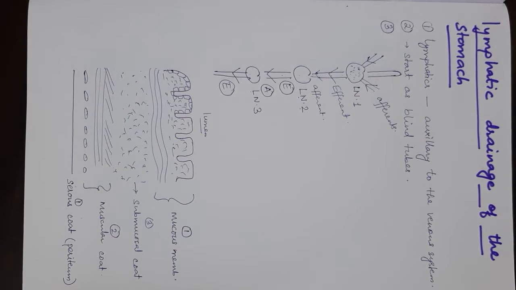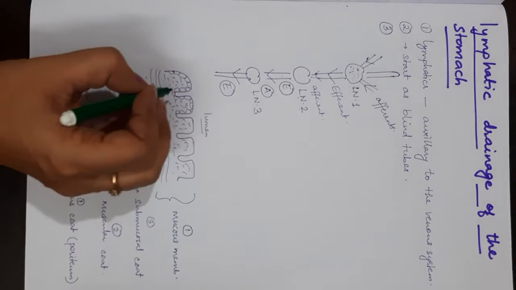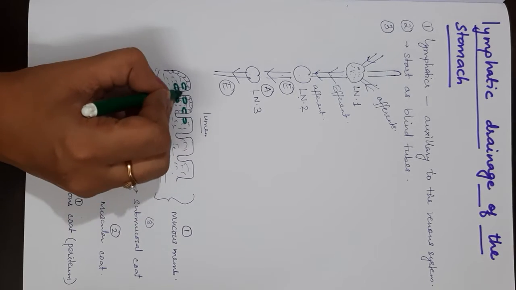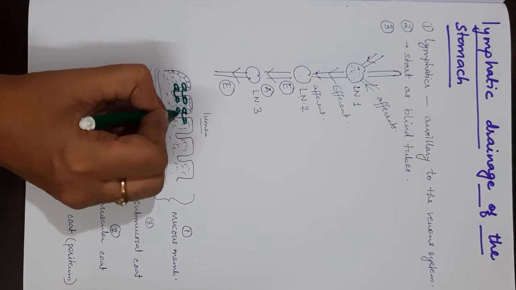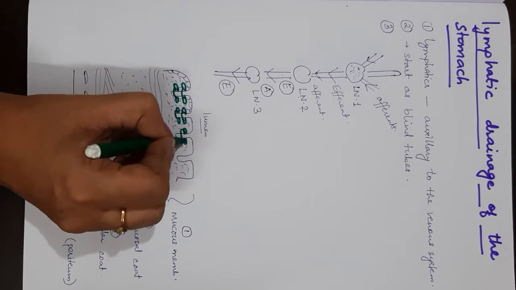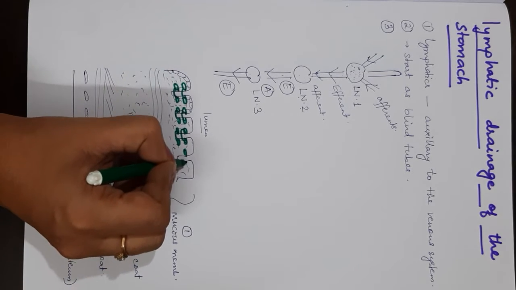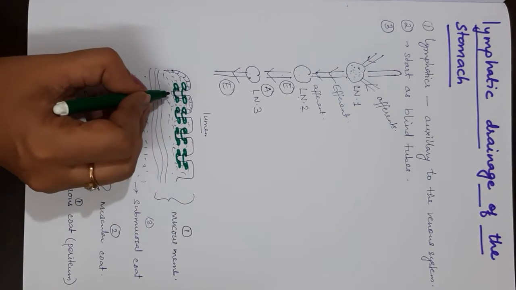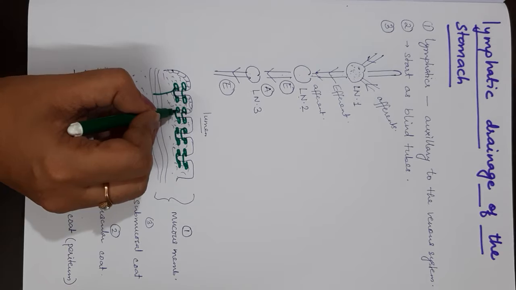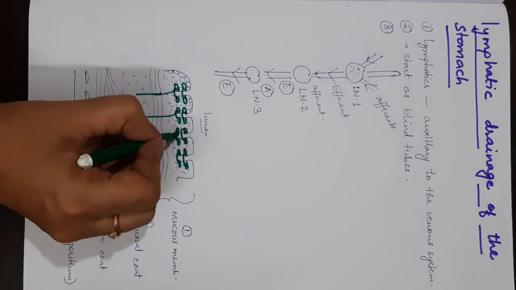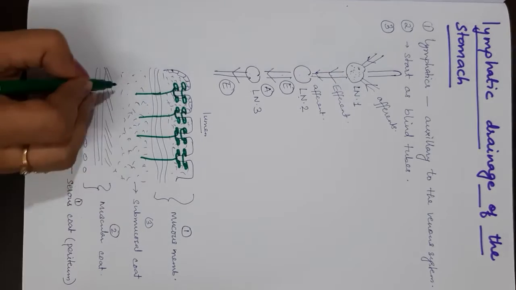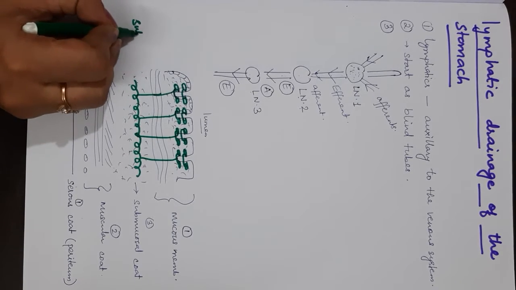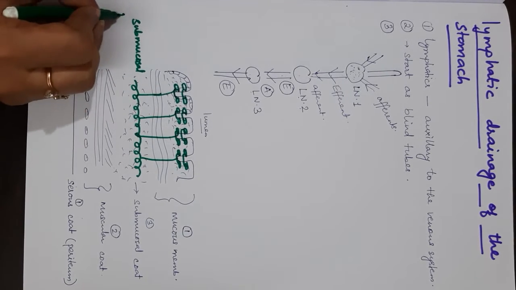Now if we see the lymphatics, they arise as blind tubes by the sides of the gastric glands, and hence they are called periglandular radicles of lymphatics. Once arising from there, these lymphatics give afferents which reach the submucosal coat and form the submucosal plexus of lymphatics.